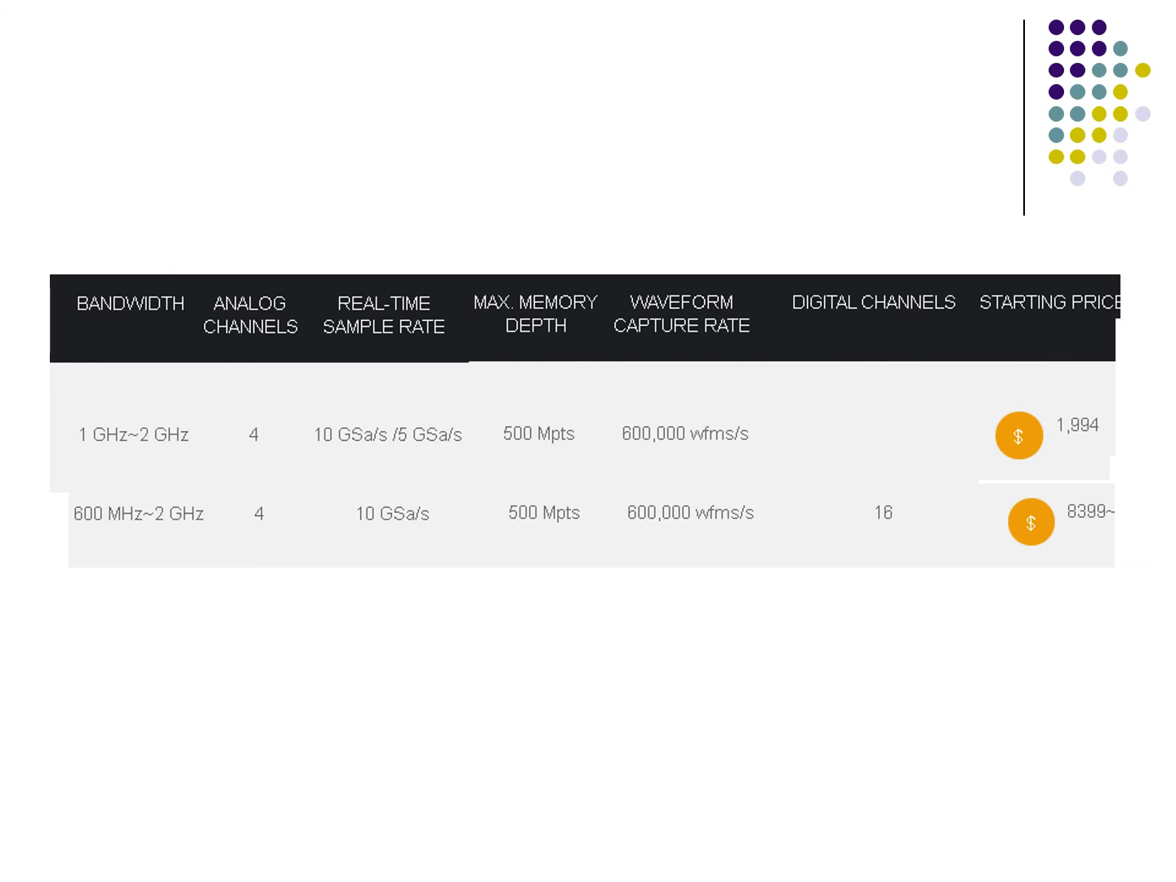And here is an example, just whatever we have talked about. This is the bandwidth. I'm comparing two oscilloscopes. Then it is showing that it has 4 analog channels. Then the real-time sample rate is given here. Maximum memory is given here. Waveform capture rate is given here. And digital channels. Now this oscilloscope has digital channels, but this one does not have. And we'll see what digital channel means, what it does.